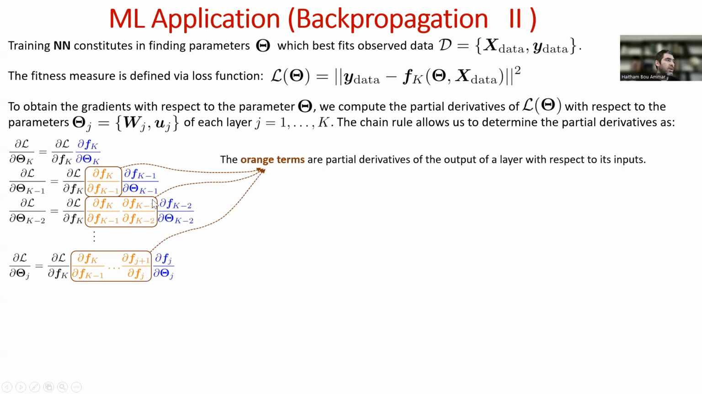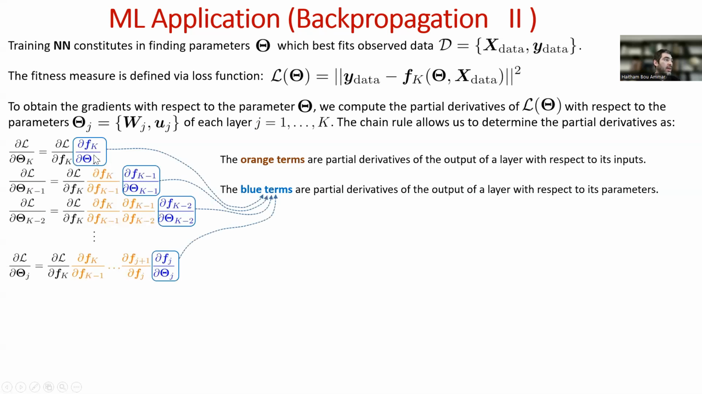What you can see is that we can actually split this computation in several stages. The orange terms here are partial derivatives of the output of the layer with respect to its input. Keep in mind that for the kth layer, the output is vector fk, but the input is fk minus 1, and fk minus 1 is the output of the k minus 1 layer. Next, the blue terms here are the derivatives of the output of the layer with respect to the parameters associated with this layer.